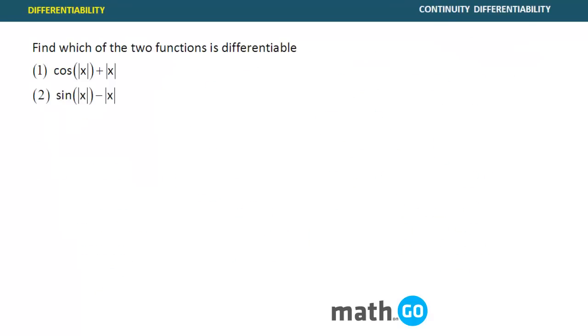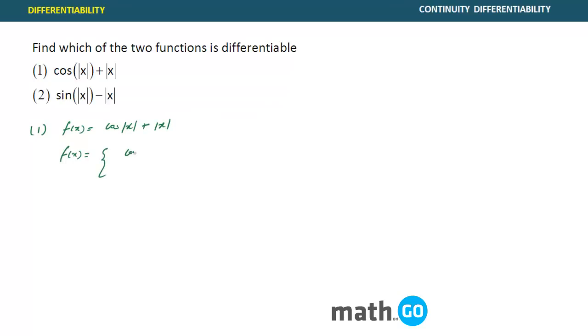Okay, let's take the next problem. It says which of these two functions is differentiable. You need to check which one of them is differentiable, right? Again, I'll teach you a very shortcut method of finding this. So let's say I am solving the first question, which is f(x) is equal to cos of mod x plus modulus x.